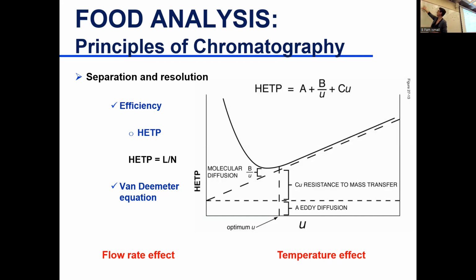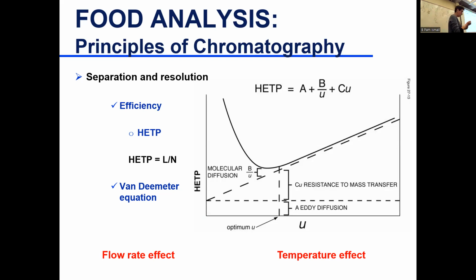You don't have your particles going in different ways. Here, if that happens, you take a long time to reach equilibrium, and the height equivalent of theoretical plate is larger, whereas here your height equivalent of theoretical plate is narrower. So here you have a shorter one, and here you have a larger one.